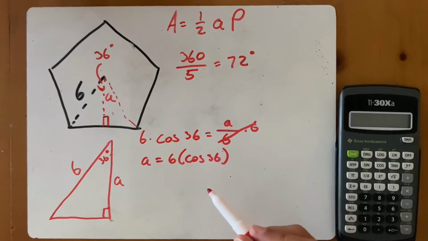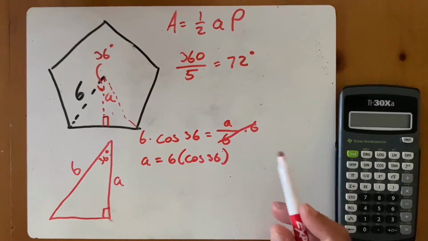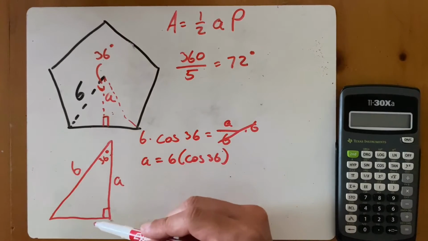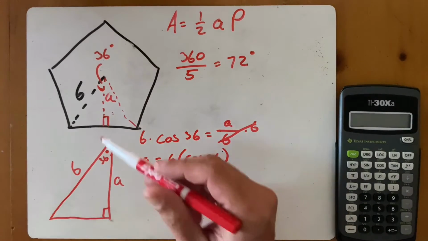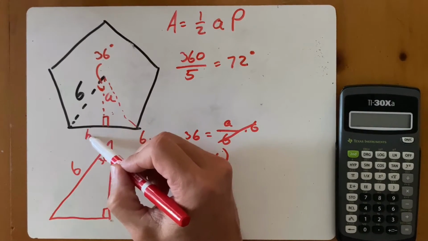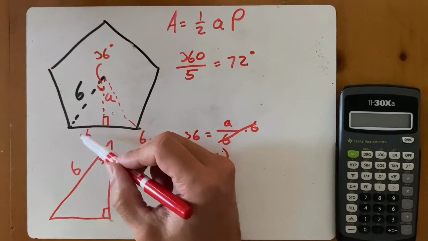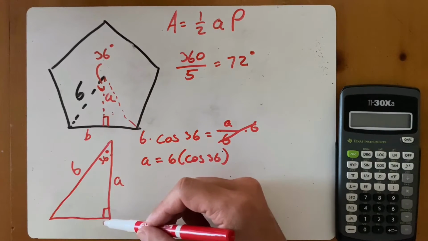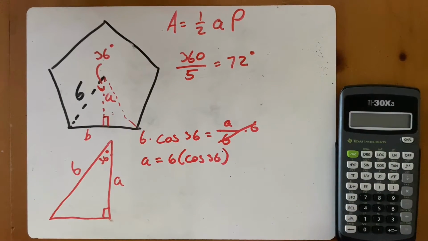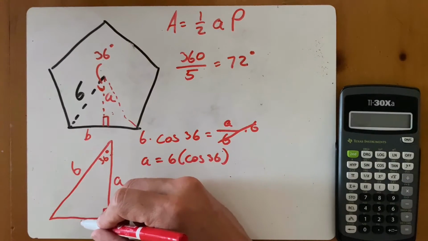I'm just going to leave it like that for now, and we'll put it all in our calculator at the end. All right, this side is going to represent this segment right here. We'll call that B. That's going to be half the length of one of these sides. So if we can find this side of the triangle, double it, that'll give us a side length, and then multiply it by how many sides there are, and that will tell us the perimeter. So let's go ahead and solve for that.